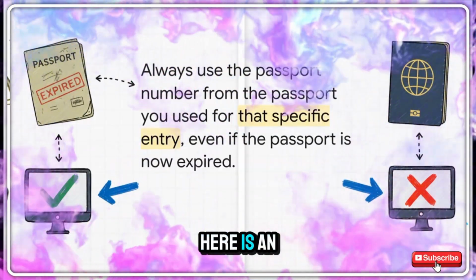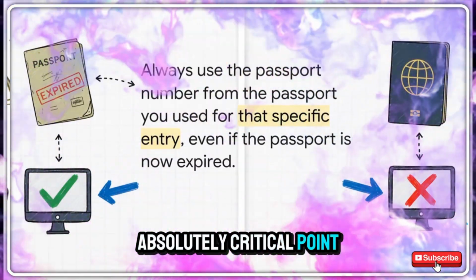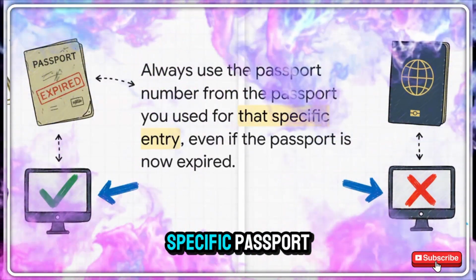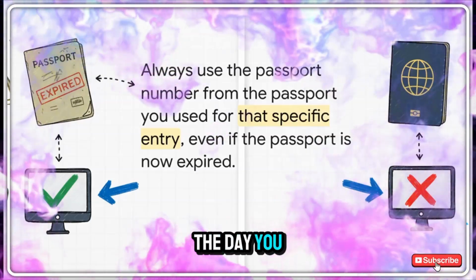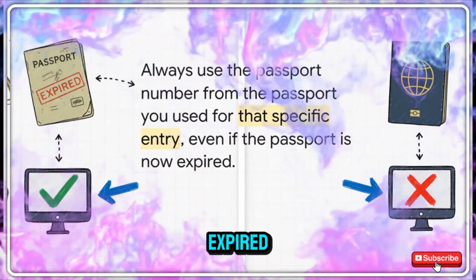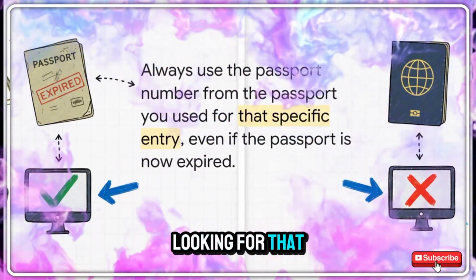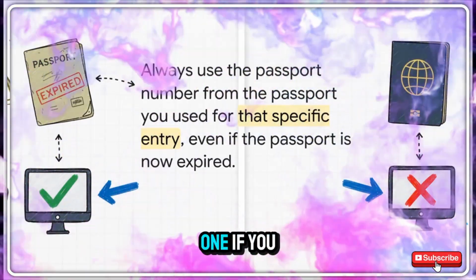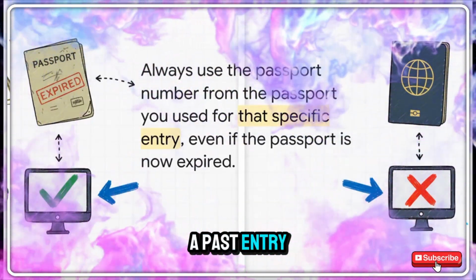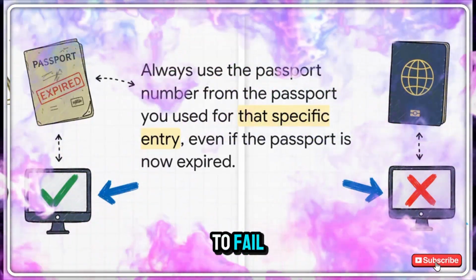And this right here is an absolutely critical point. The I-94 record is digitally tied to the specific passport you used on the day you entered the country. It does not matter if that passport is now expired. The system is looking for that passport number, not your current one. If you use a new passport number to search for a past entry, it's almost guaranteed to fail.